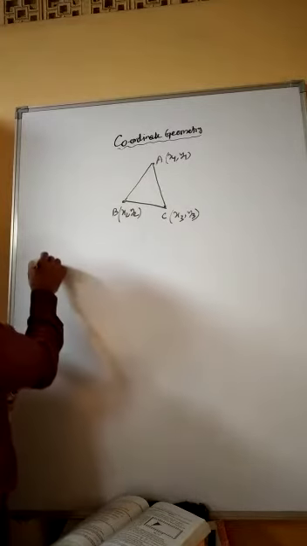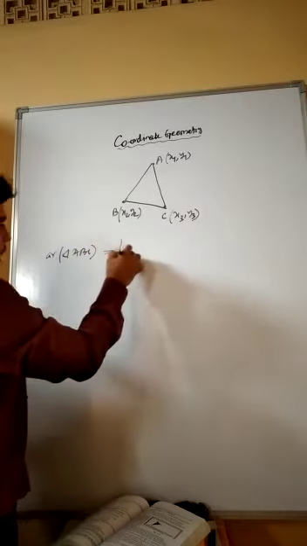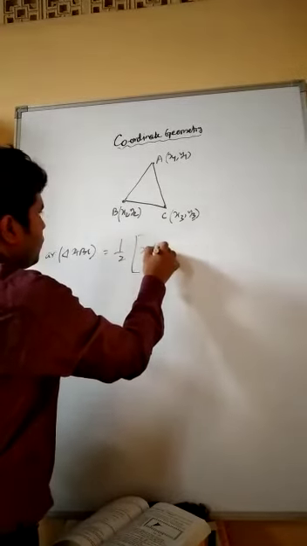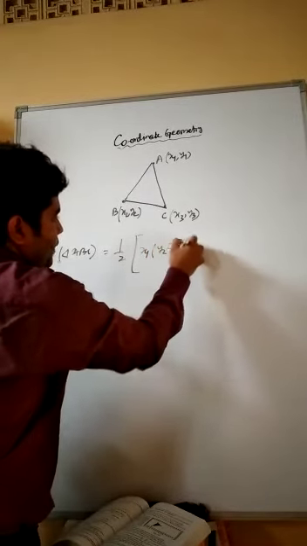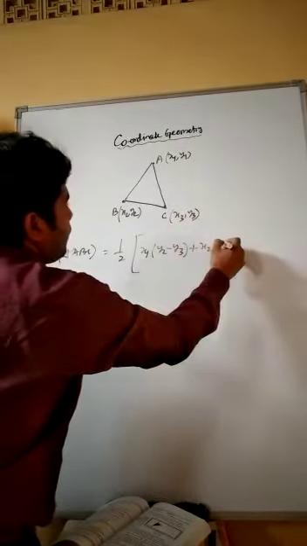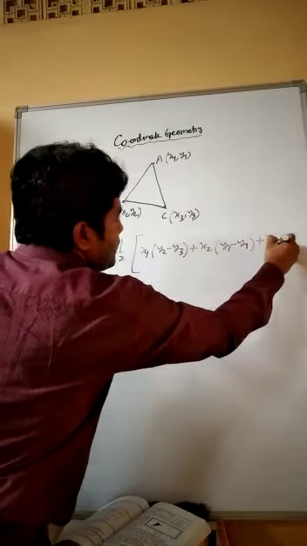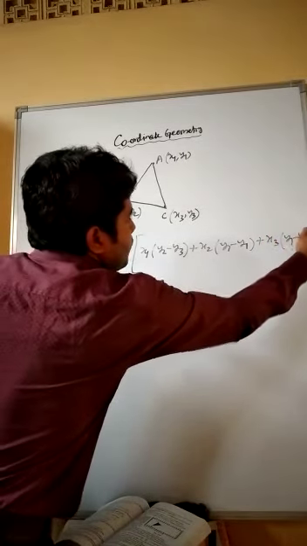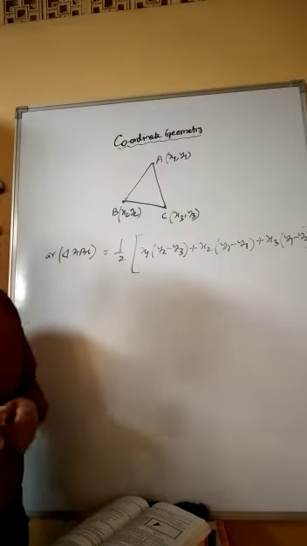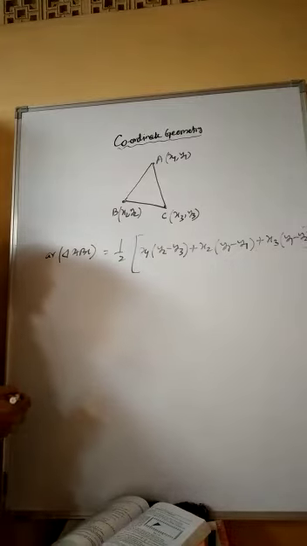So see here, the direct formula: area of triangle ABC equals half of the bracket, x1 into (y2 minus y3) plus x2 into (y3 minus y1) plus x3 into (y1 minus y2). So you are thinking that this is a big and lengthy formula. No, students. How to remember the formula? There is a technique. It's a very easy technique.